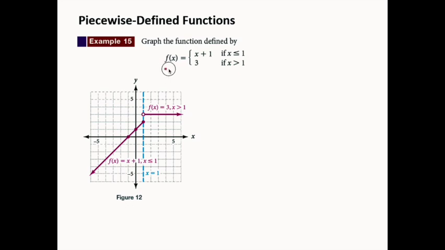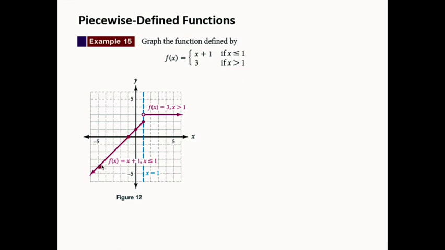For this kind of function, the notation looks like this, where you have an f of x, but you define it with each piece. So we're going to use part of the function x plus 1, which is a linear function, but we're only going to use the part of that graph that lies on the interval that x is less than or equal to 1. The second piece of this function is the constant function, f of x is equal to 3, but we're only going to use that piece when x is greater than 1.